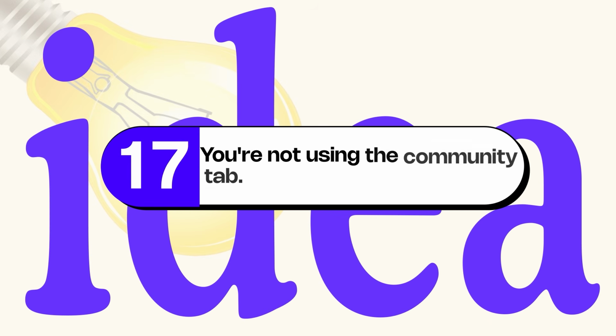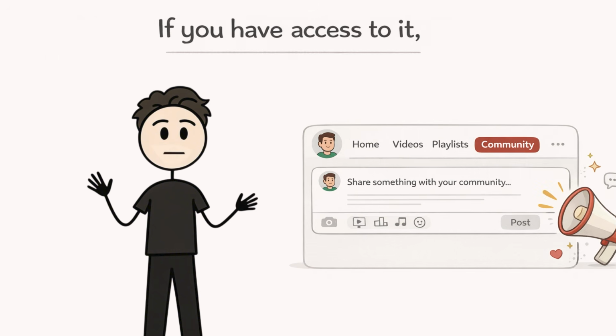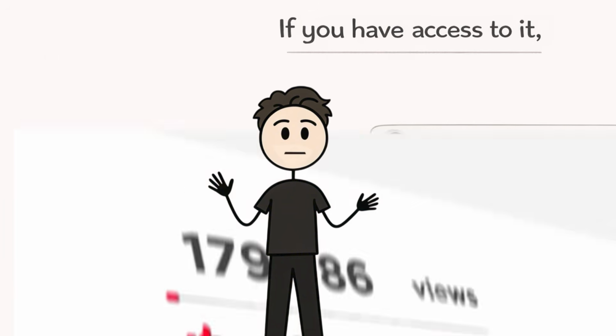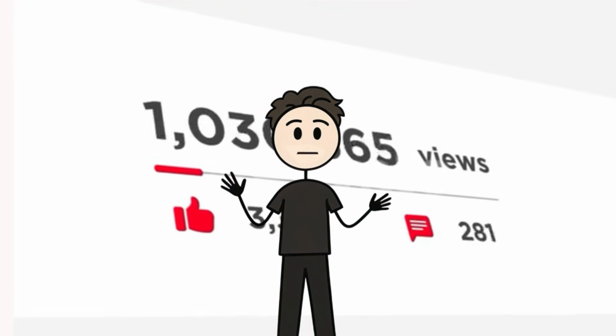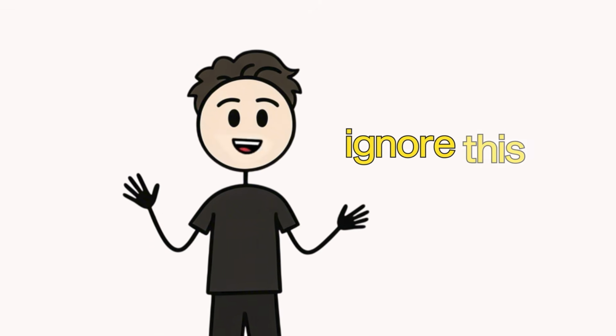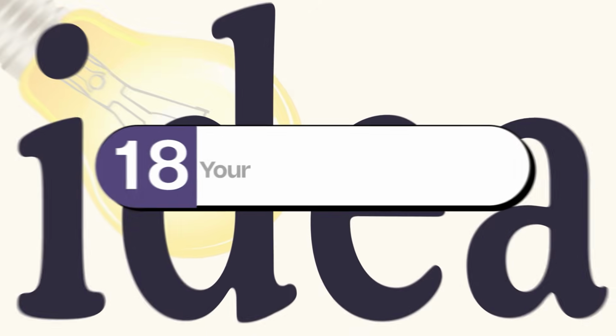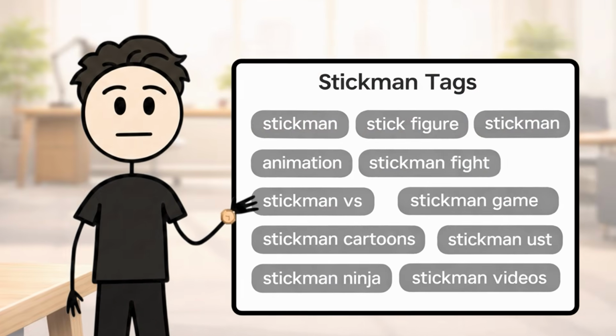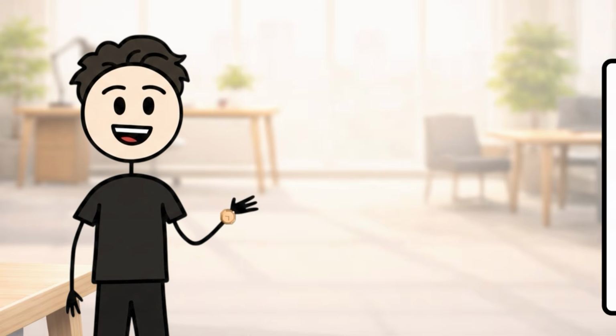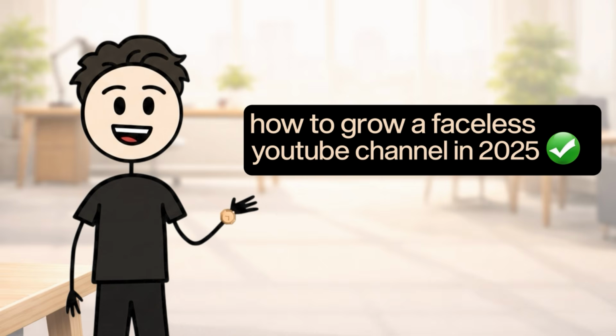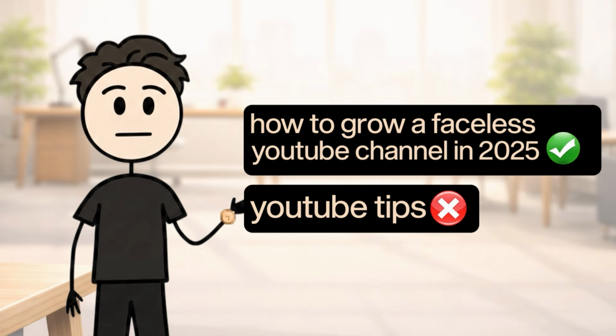Don't leave this blank. Number 17, you're not using the community tab. If you have access to it, the community tab is free distribution. Posts that get engagement push your channel back into subscriber feeds. Most small creators ignore this completely. Number 18, your tags are generic. Tags aren't as powerful as they used to be, but they're still a signal. Specific tags outperform generic ones. "How to grow a faceless YouTube channel in 2025" is better than "YouTube tips."